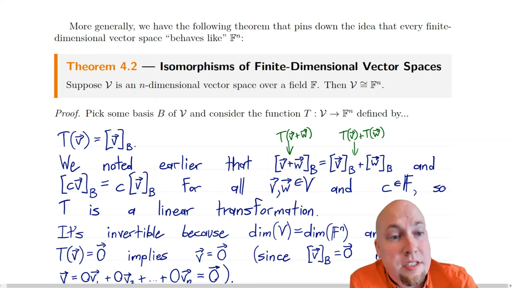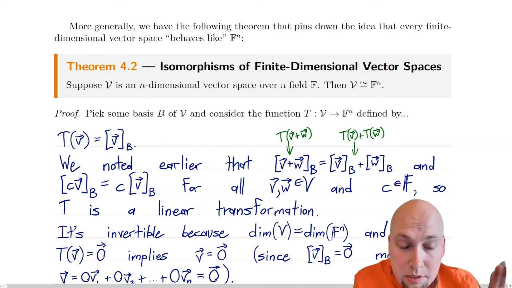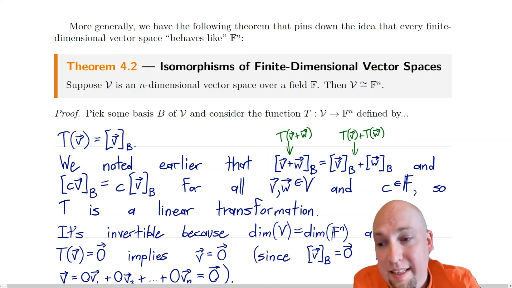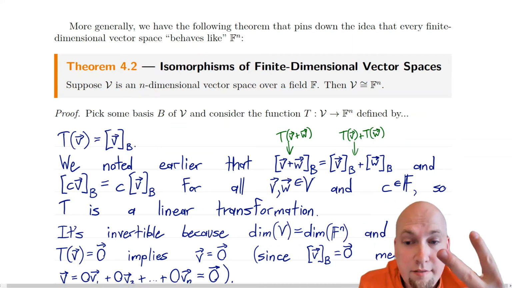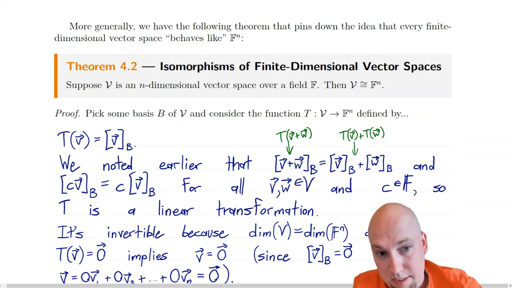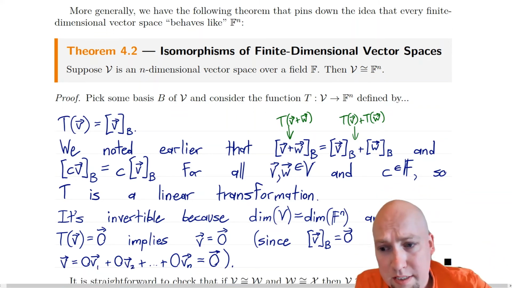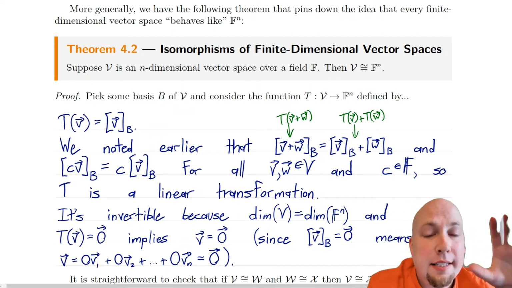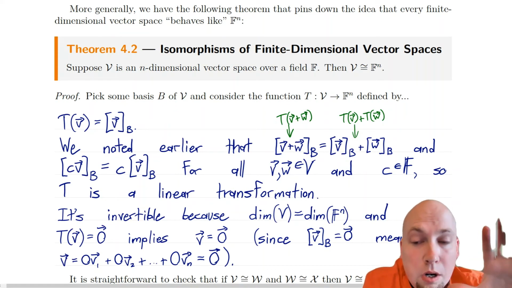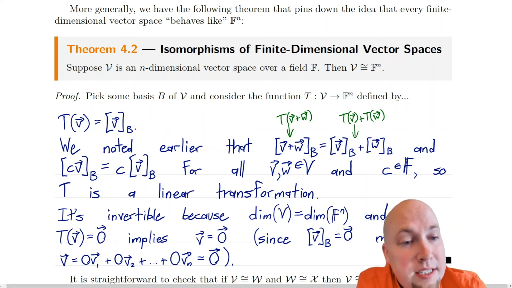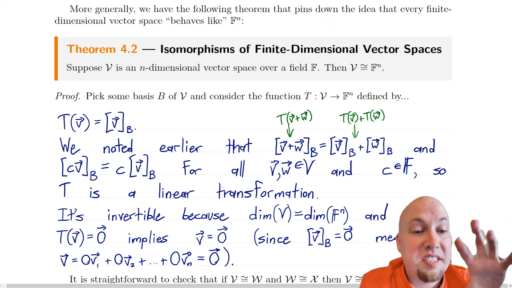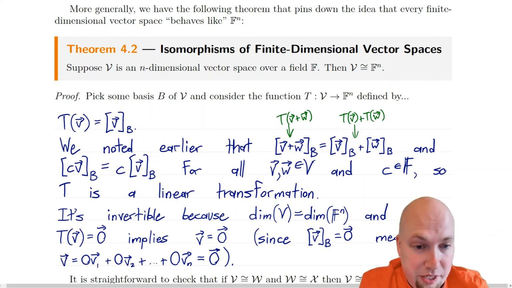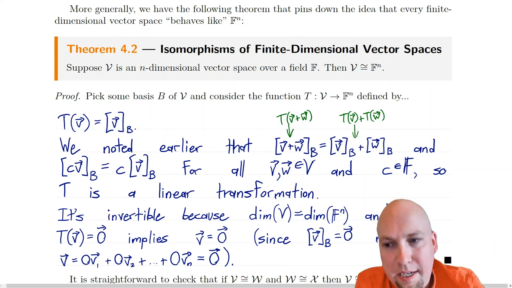Now, to show that these two vector spaces actually are isomorphic to each other, we have to show that this function T is a linear transformation, and we have to show that it's invertible. If we get those two things, then great, these two vector spaces are isomorphic to each other. So how do we do that? Let's start off with the fact that it's a linear transformation. We want to show that T of v plus w is equal to T of v plus T of w. And similarly for scalar multiplication, we want to show that T of cv equals c times T of v. Well, just plug in what T does.